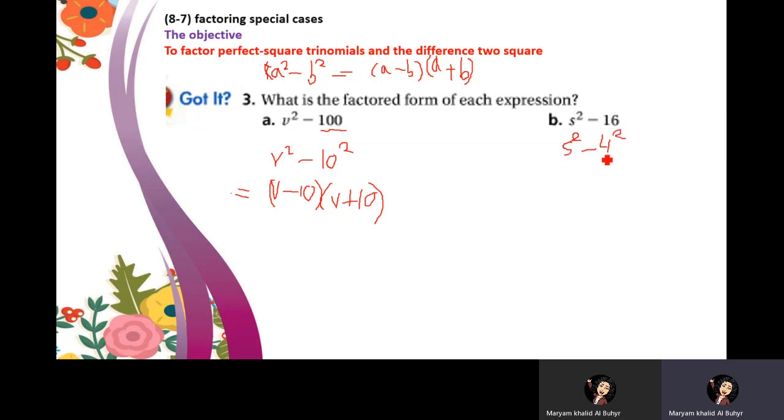Now I have a difference of two squares. This is a square and this is a square. Difference between two squares. So I can say that is s minus 4 times s plus 4.